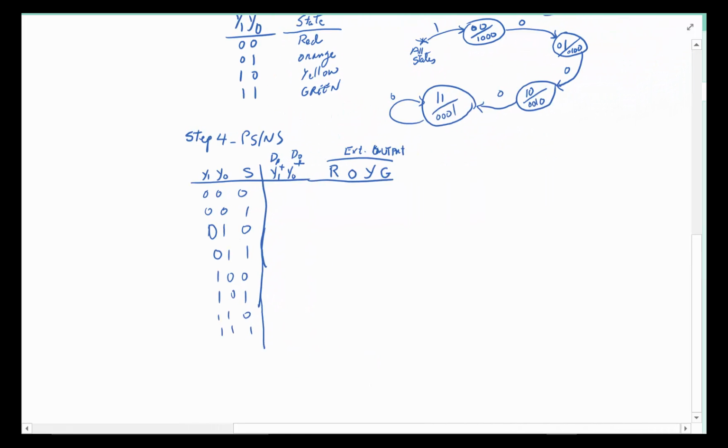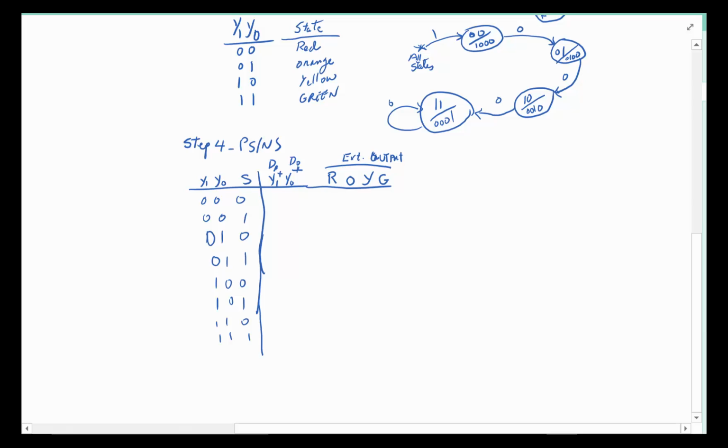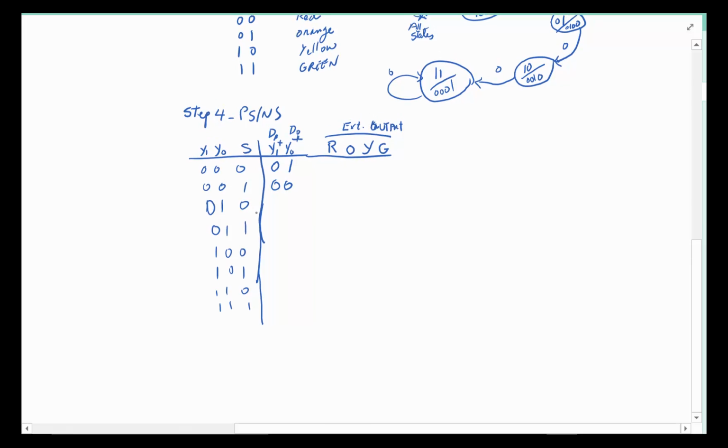we have to figure out what y1 and y0 plus are. That's relatively simple, because if you're in 0, 0 and your input is 0, you'll end up in 0, 1. If the input is 1, you go back to the red state, which is 0, 0. If you're in 0, 1 and you get a 0, you go to 1, 0, otherwise back to 0, 0. If you're in 1, 0 and you get a 0, you go to state 1, 1, otherwise you go back to 0, 0. If you're in 1, 1, you stay in 1, 1, otherwise you go to 0, 0. Great, so we've got this figured out as far as it goes.